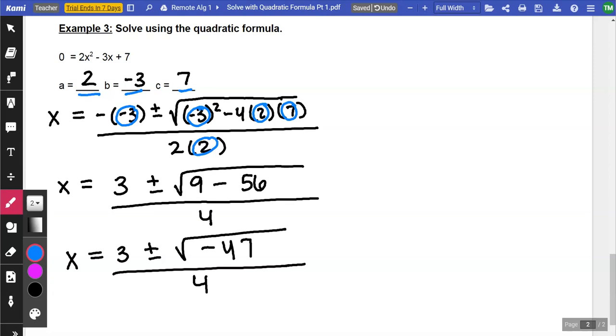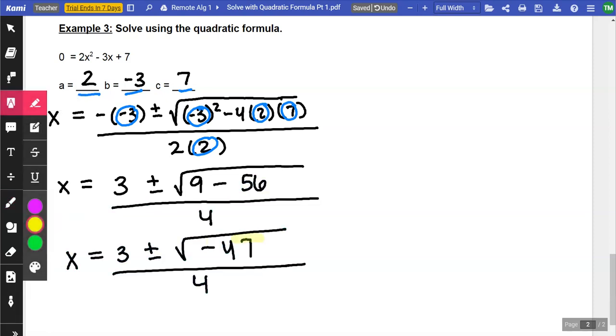And I simplify this. The negative of negative 3 is 3. Negative 3 squared is 9. Negative 4 times 2 times 7 is negative 56. Now, as you were simplifying your work, I bet you ran into a problem here, because 9 minus 56 is negative 47. Uh-oh, we have a negative under our radical.